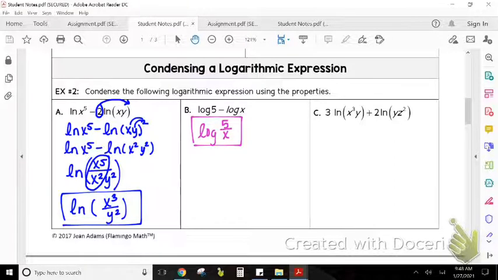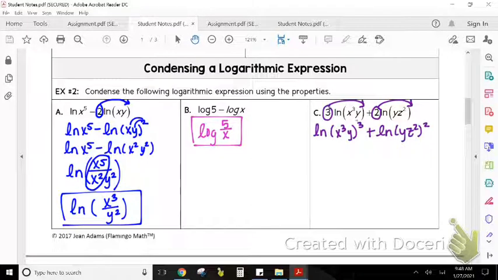And C is more like A was. Notice we have a log plus a log, but we get coefficients in front of them. So we're going to need to take those coefficients and make them become the exponents. So we're going to get the natural log of (x cubed y) all to the third plus the natural log of (yz squared) all to the second.